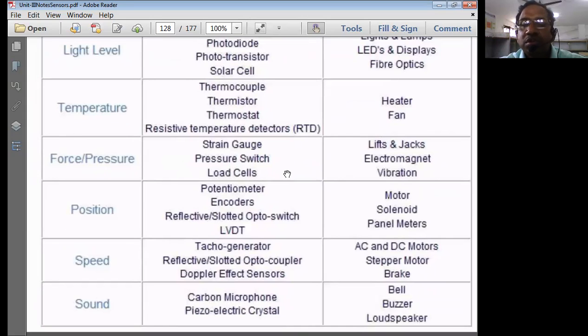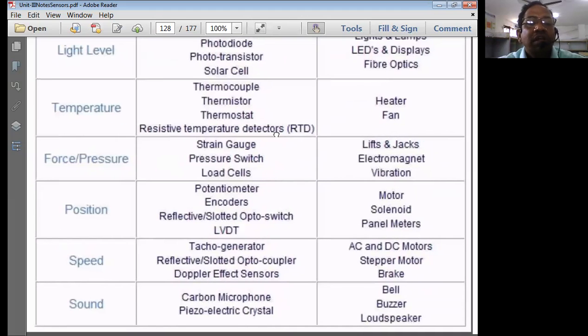They are normally used for lifts, jacks, and electromagnetic vibrations. Then the next ones are potentiometers, encoders, reflective slot opto switches, and LVDTs, which are normally used if the input is going to be a position change, known as displacement. Their outputs are normally used in motors, solenoids, and panel meters.